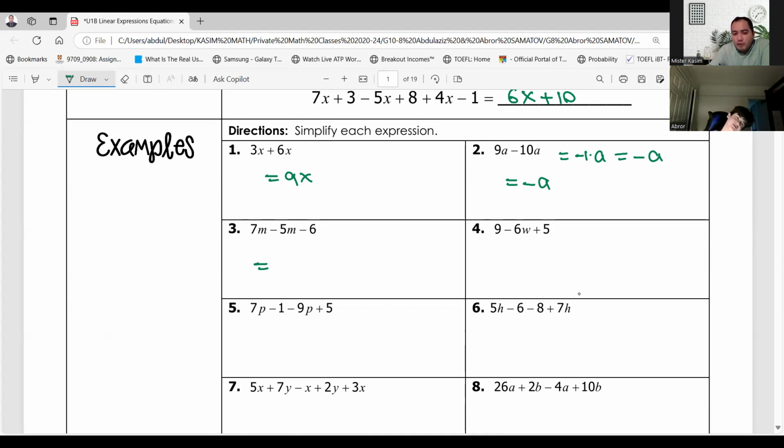Next, what is 7m minus 5m? 2m. Right? Next, 9. No, that's 9, 9. That's 14. What is the answer? No, the answer is negative 6w plus 14. You should say negative 6w plus 14. You see, just knowing is not enough. You should know how to express correctly mathematically.